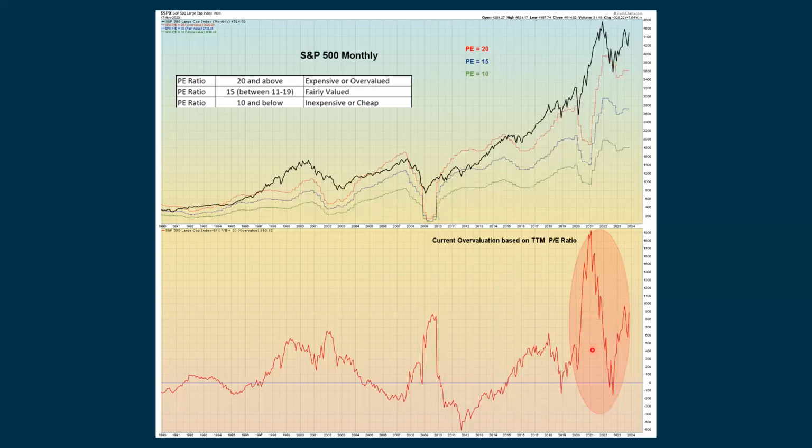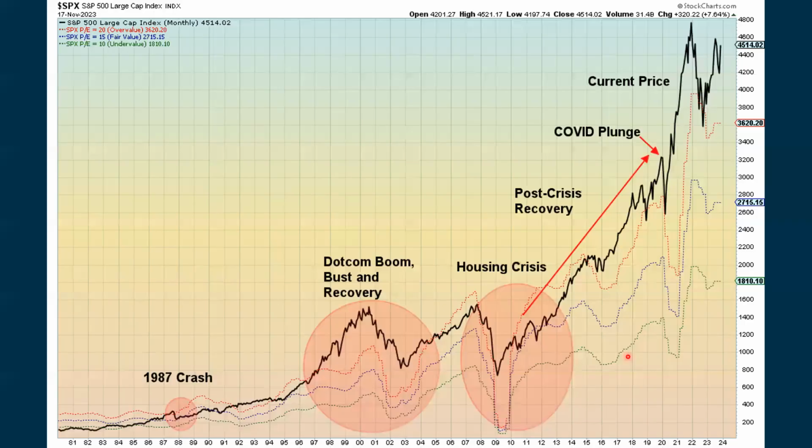On the bottom is just the spread between the current price of the S&P and the PE ratio of 20. When we're above this blue line, which is 0, that means that price is above the expensive level for the PE ratio. We can also look at this in a historical context with different events that have happened and what the valuations were at that time.